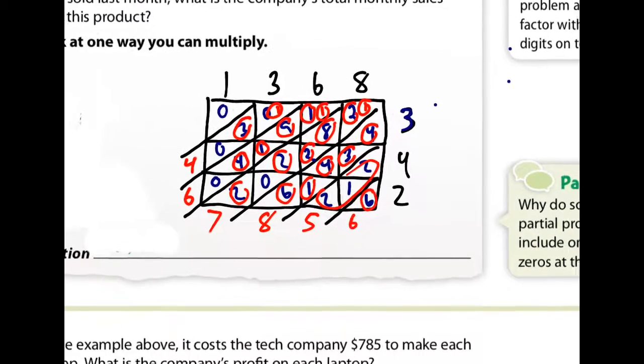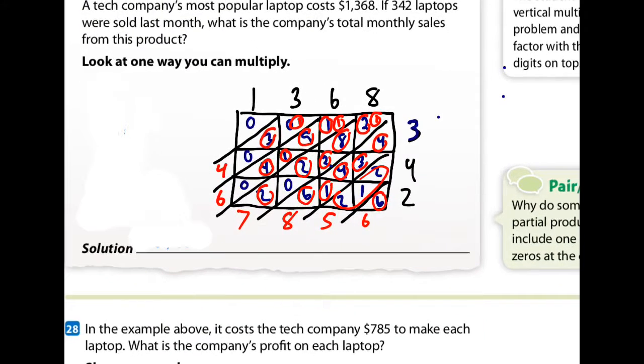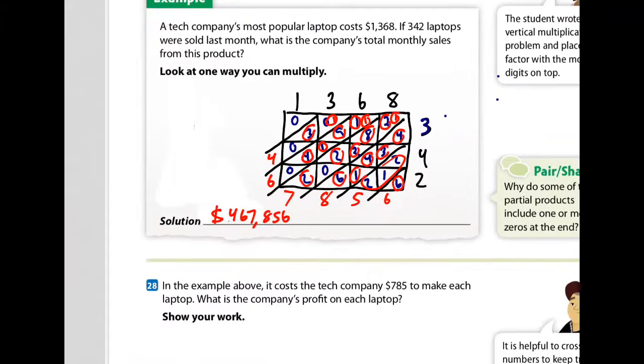So the answer to this one says how much money are the total monthly sales from this product? The answer would be 46,000. Oh, I'm sorry. I didn't see that extra digit. The answer would be $467,856. That's a lot of money. Now remember, you don't have to use lattice. You can do any way you want, but you got to decide what works for you.